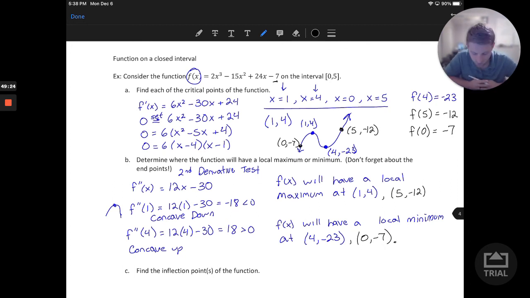So f of x will have a local maximum at 1, 4 and 5, negative 12, and f of x will have a local minimum at 4, negative 23 and 0, negative 7. So each of those 4 points are defined there.